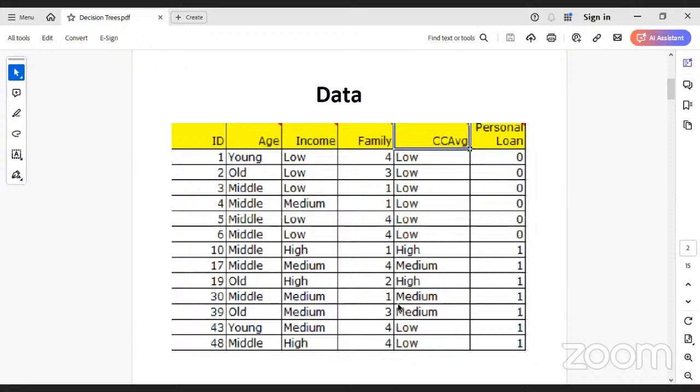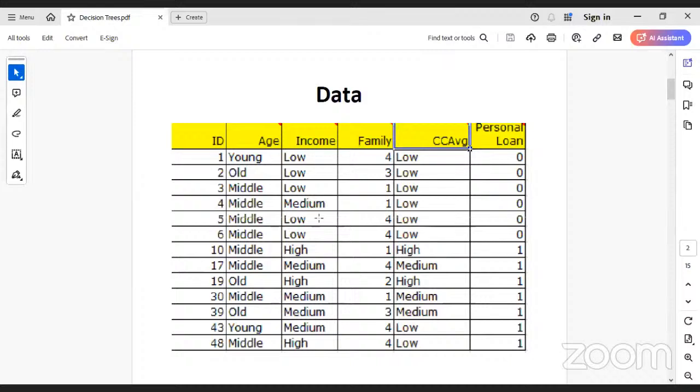Imagine that we have some sample data. It has around 13 columns. If we count 1, 2, 3, 4, 5, 6, 7, 8, 9, 10, 11, 12, 13, sorry, 13 rows and 6 columns. So the data set consists of 13 rows or 13 observations and 6 columns.